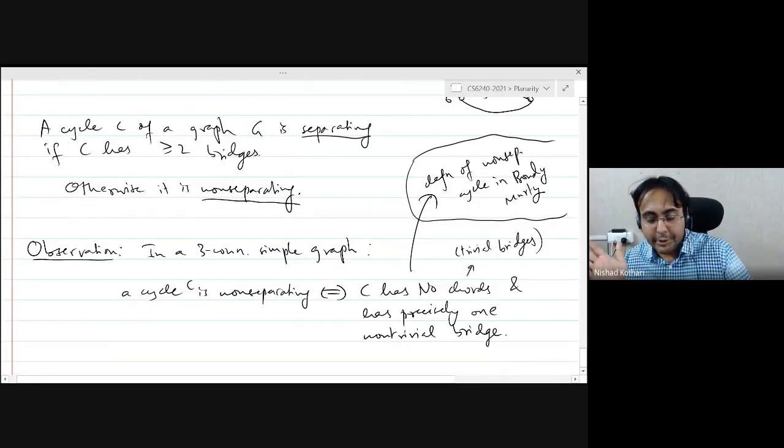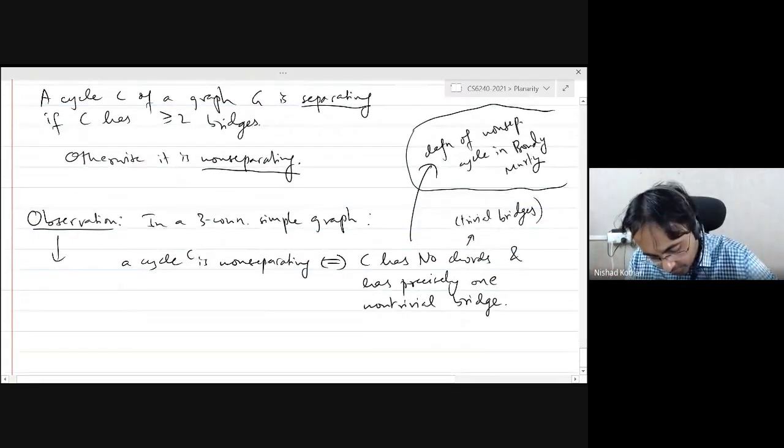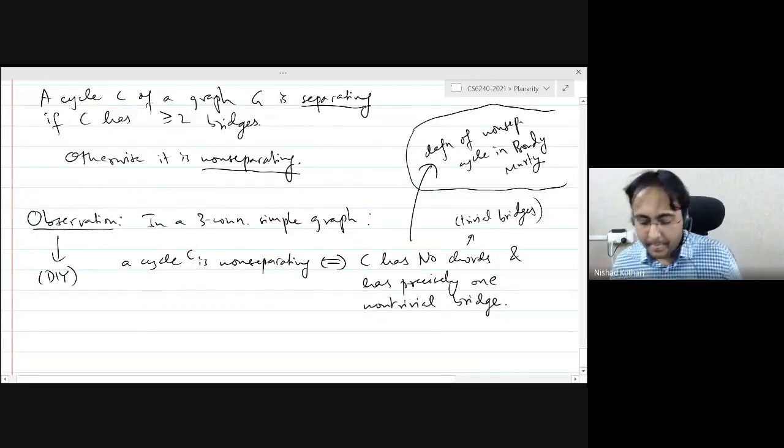Either there are at least two bridges, in which case it is separating, otherwise it is non-separating. So non-separating means a single bridge. And I want you to observe this for yourself. Okay, good.